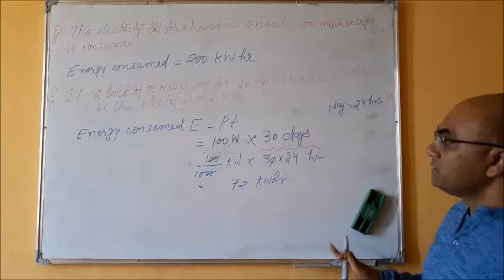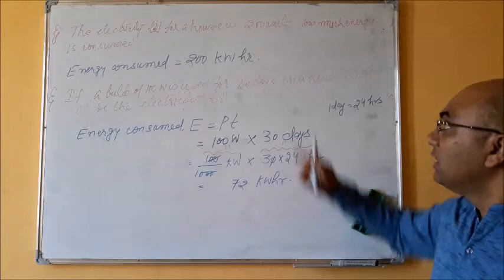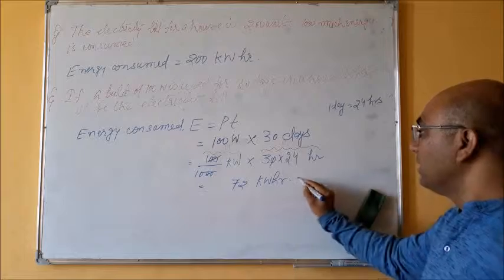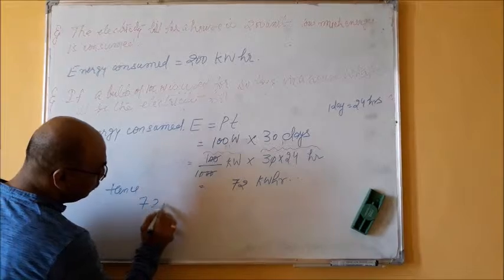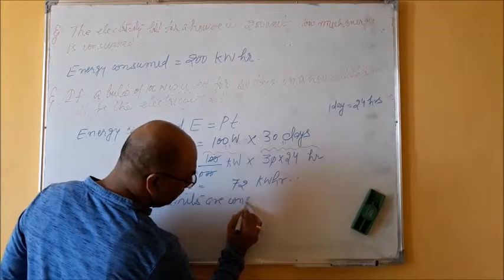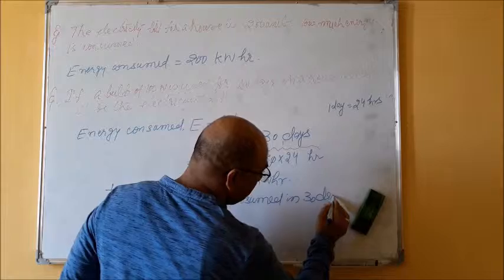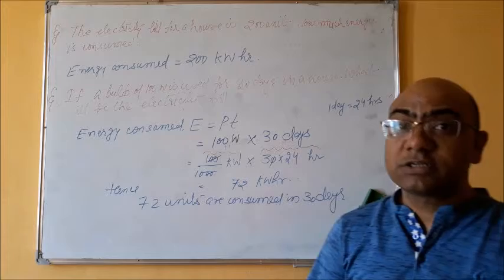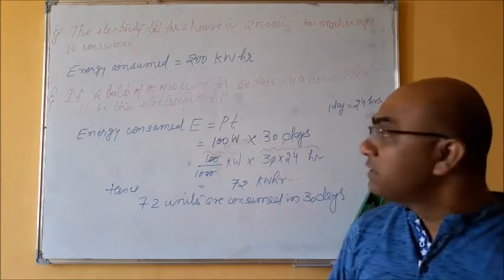So this means if you are using the bulb continuously for 30 days, how many units are you consuming in the end? You are consuming 72 units. Hence, 72 units are consumed in 30 days if this 100 watt bulb is continuously on for 30 days. So I hope the concept of energy and power is clear to you.